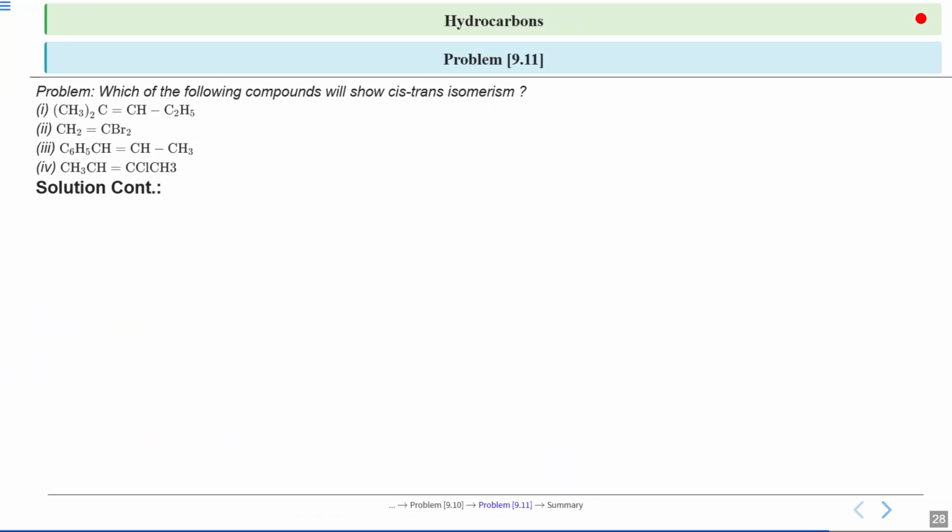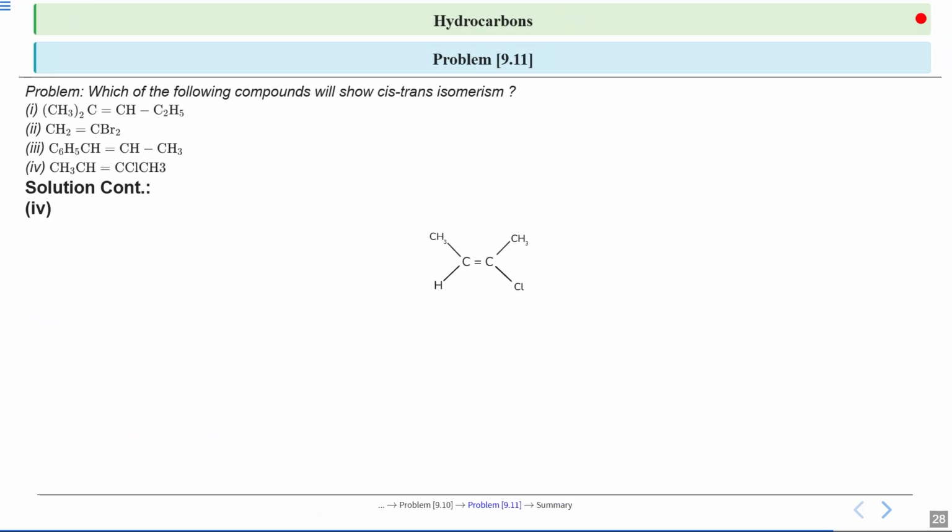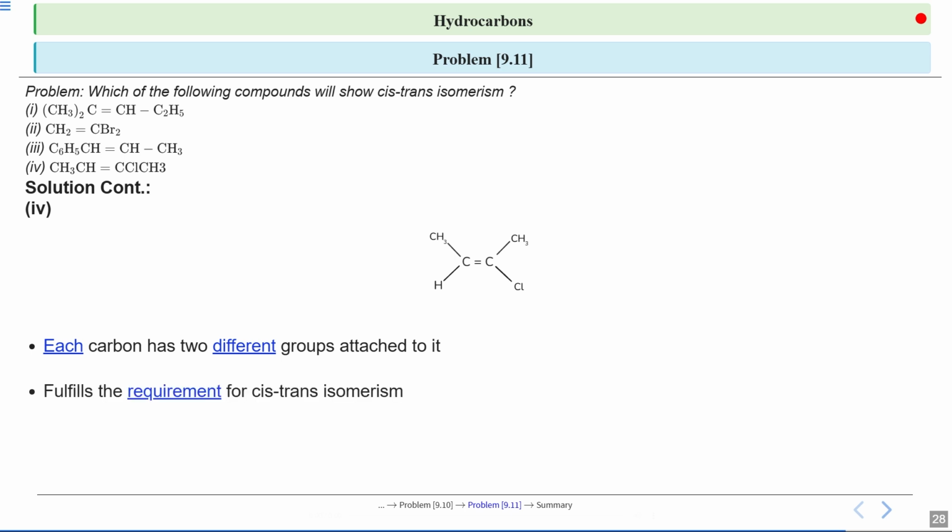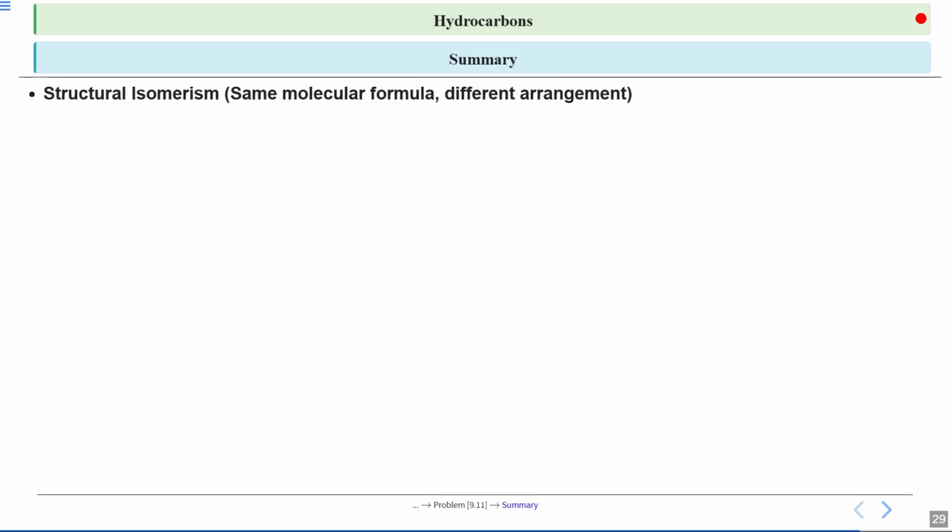Moving on further, what is the fourth option? The fourth option is CH3CH double bond CCl CH3. Now each carbon atom has 2 different groups attached to it, which fulfills the requirement for cis trans isomerism. Therefore, this compound can also show cis trans isomerism. So we can conclude that the third and fourth are capable of showing cis trans isomerism.